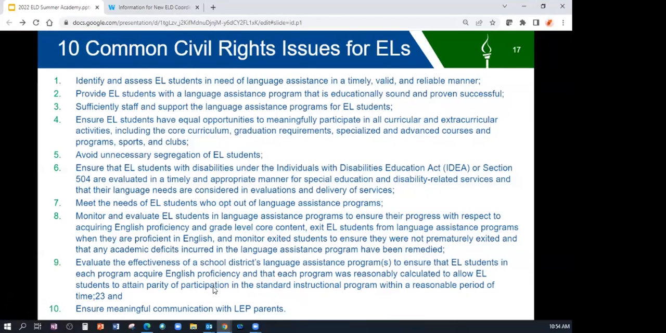The ninth is the effectiveness of your program, that ongoing evaluation of how you're doing. Do we need to make changes? And if so, have a process to make those changes. And the last one is communication with parents. So those are the 10 things that were consistently occurring that they were having to investigate.